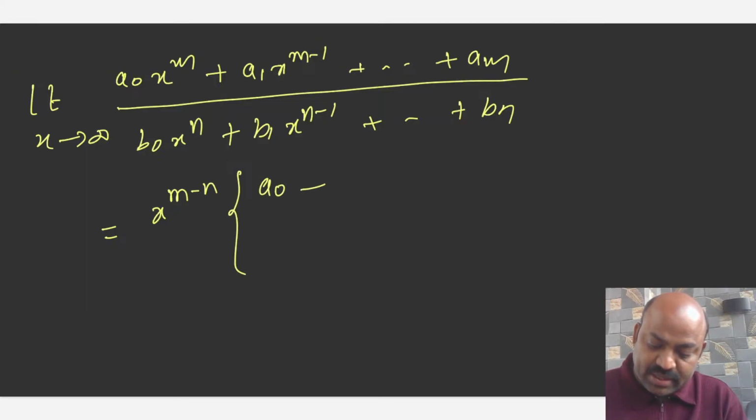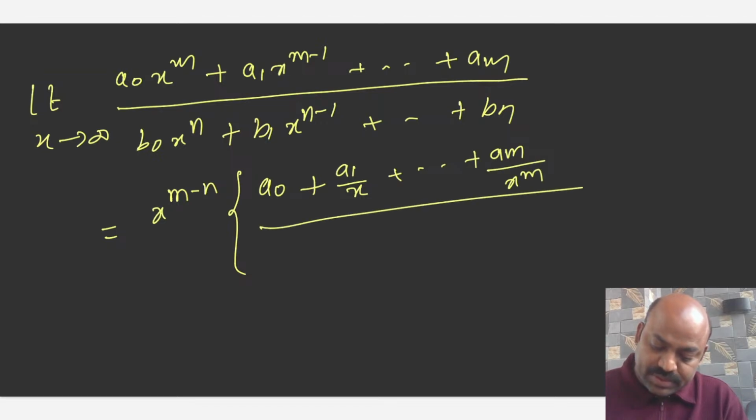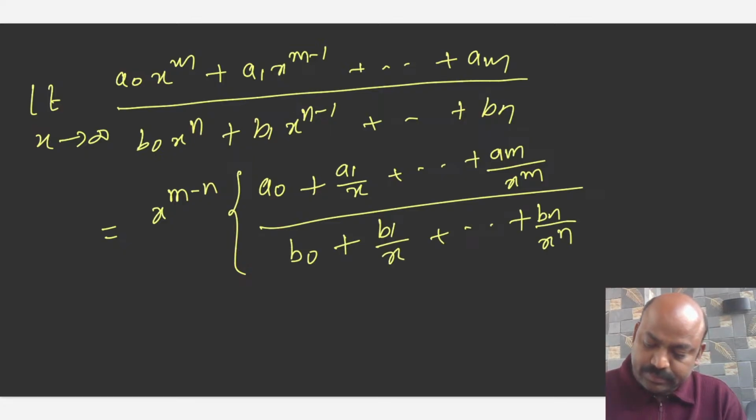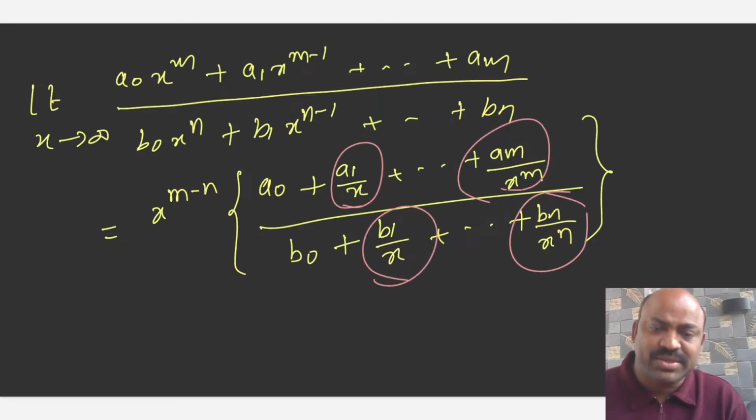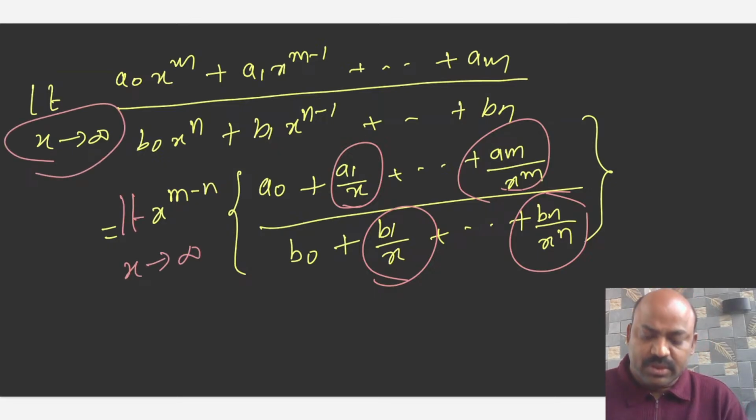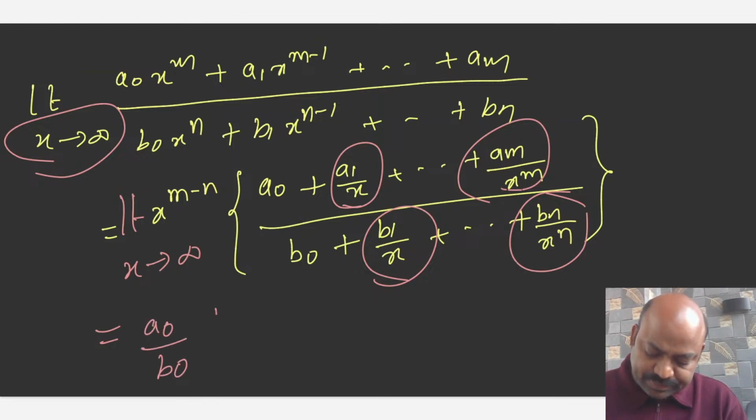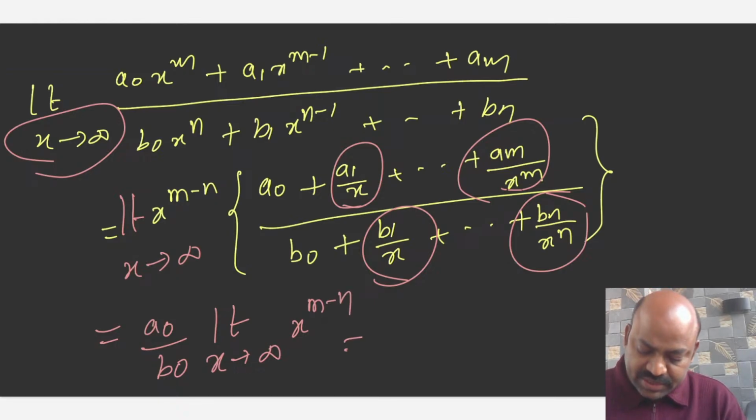in the numerator, a naught. So a1 by x will be there now by taking x power m. Similarly, what this is doing here, it's becoming 0, 0, 0, 0. Why, sir? Because it's an infinite limit. Our answer will become a naught by b naught. This is three types.